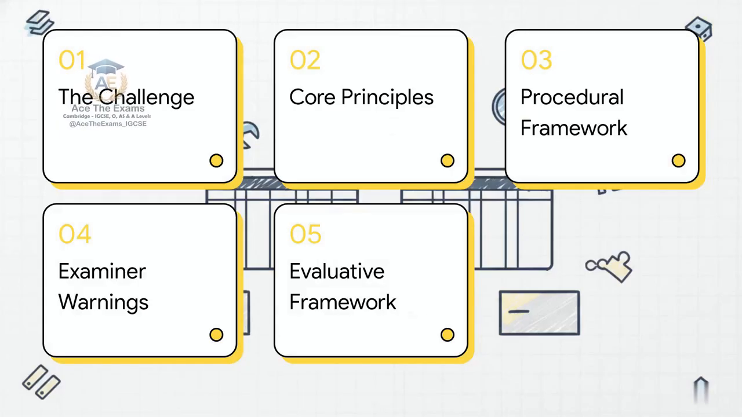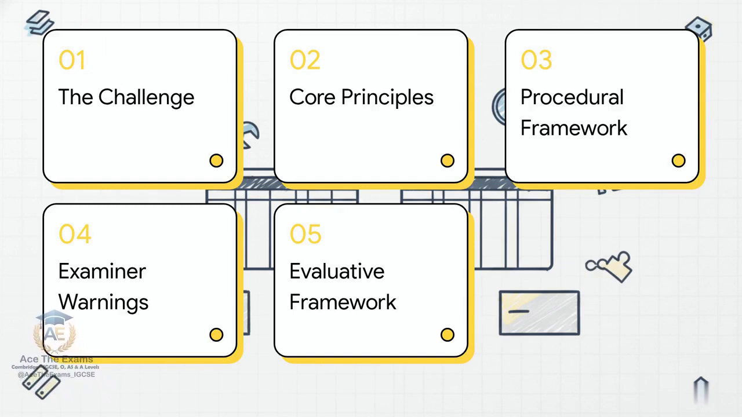So to get you those top marks and bypass the mistakes Alex and Sam make, we are going to structure this explainer into 5 crucial areas. First, the challenge. Second, core principles, where we reveal the strategy. Third, the procedural framework, where we transform bad answers into perfect ones. Fourth, the interactive workshop using examiner warnings. And finally, the evaluative framework.